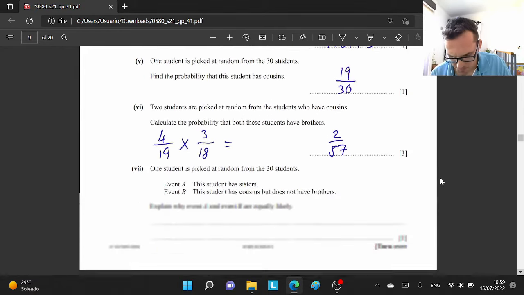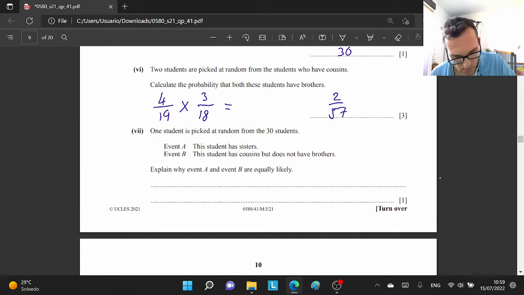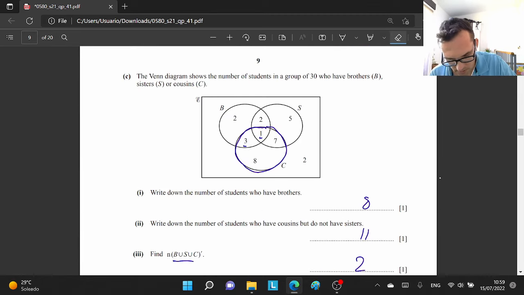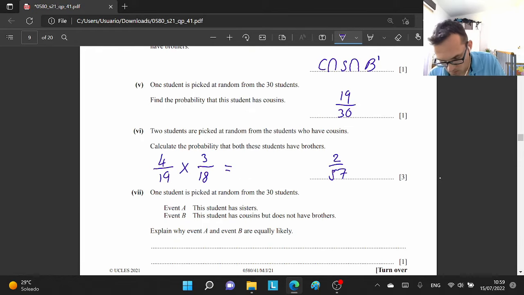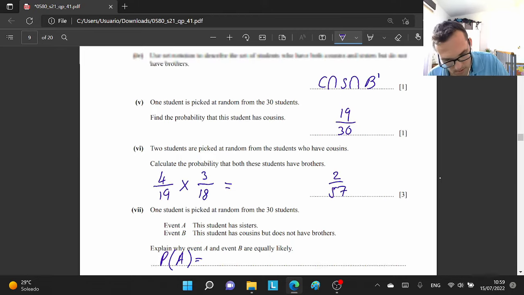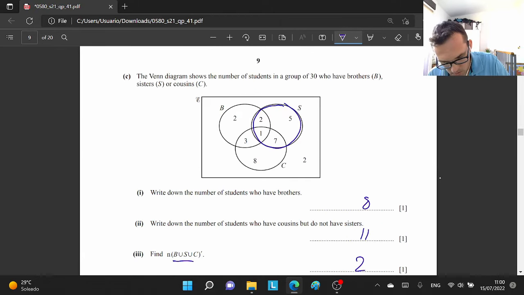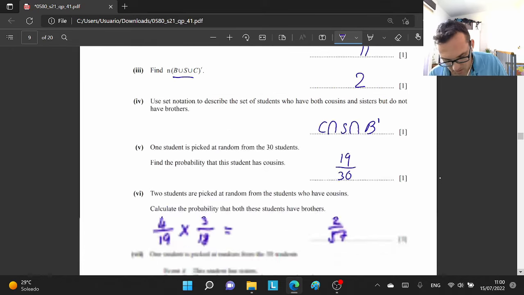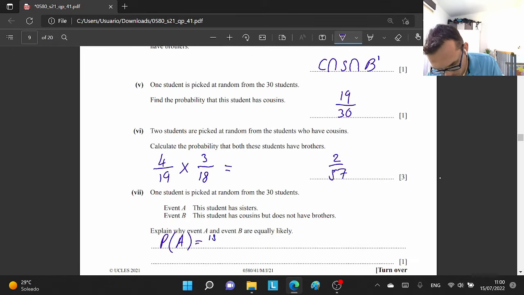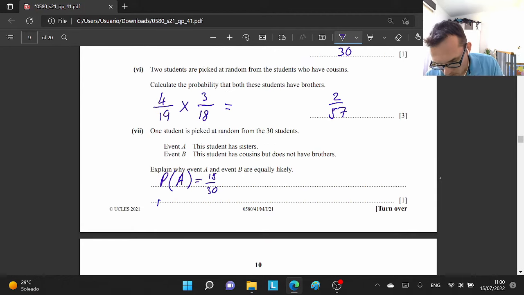So event A, this student has sisters. So we're referring to everybody that has sisters. This being maths, let's use the numbers. The probability of A happening is in that circle there. Sisters, 2 plus 1 plus 7 plus 5 is 15 people who have sisters. And of course, that was picked from everybody. It's 15 out of 30.